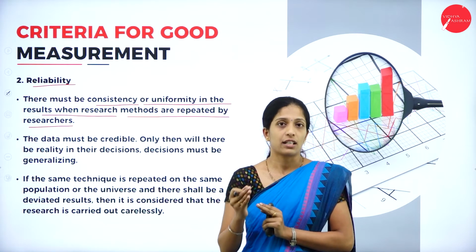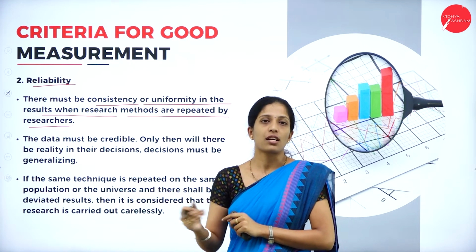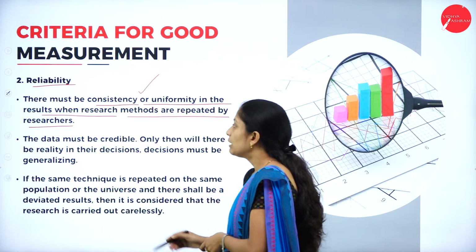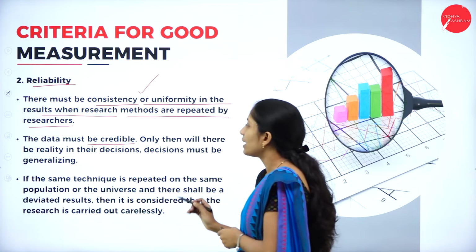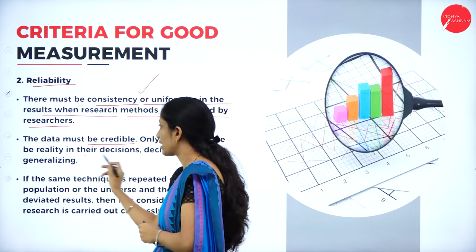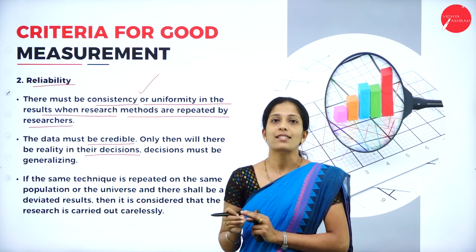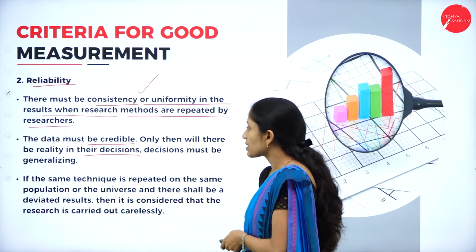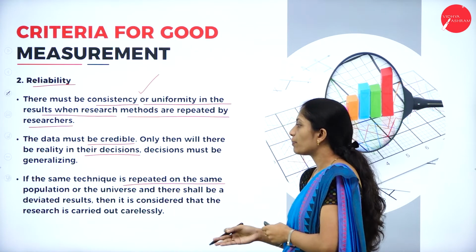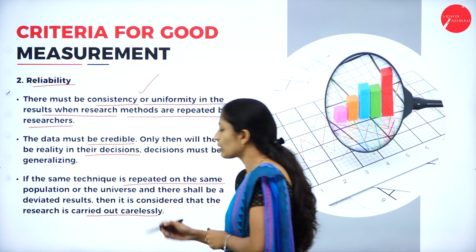If it keeps on fluctuating or there is no consistency, then what happens? The research result will go wrong. So they have to maintain consistency or uniformity. The data must be credible, only then will there be reality in their decisions. Decisions must be generalizable. So when is information said to be reliable? When it is more consistent or more uniform. If the same technique is repeated on the same population or universe and there are divergent results, then it is considered that the research was carried out carelessly.